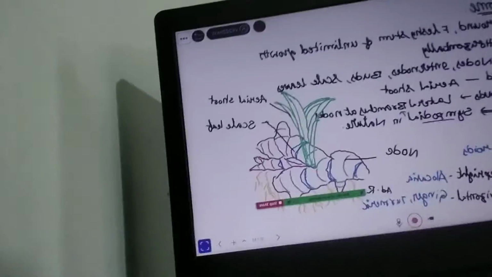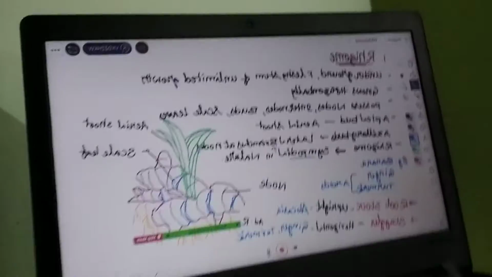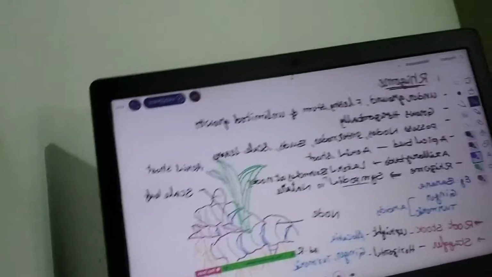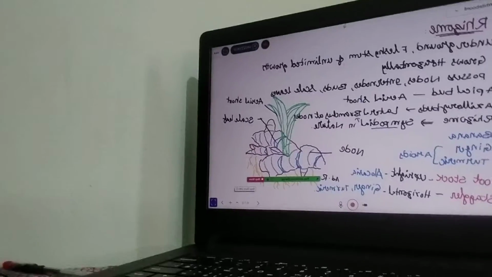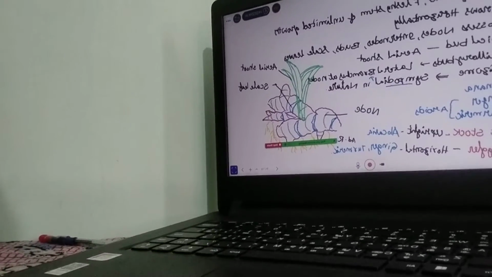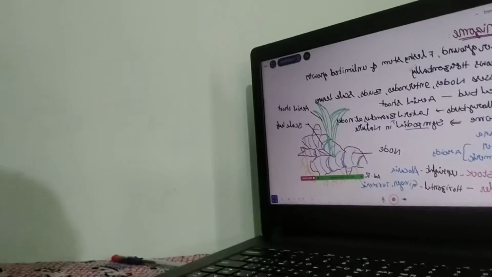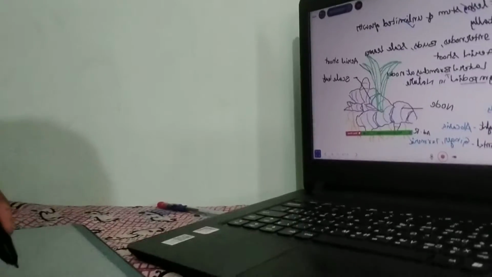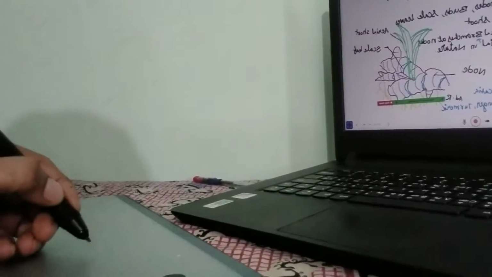So, rhizome. Now please see this rhizome. The first category in the underground stem modifications is rhizome. Okay, so let us see the important points slowly. It is an underground stem, first point, and it is a fleshy stem which shows unlimited growth. It stores the food material and becomes fleshy.